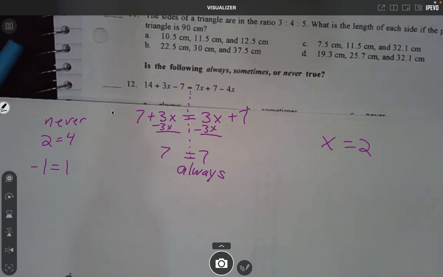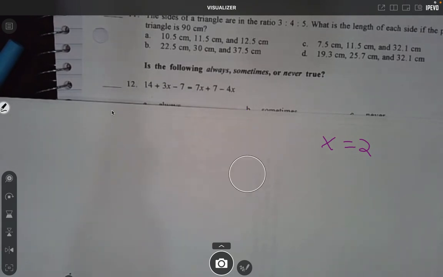See, that's what I was confused about. Yeah, that's what I'm thinking they mean by it. Sometimes x could be 5 or -100 or whatever. So does that make sense? Yes, ma'am. So that's always, that would be a sometimes, and that's a never. Okay? Everybody's good with that? Yes. Keep going.